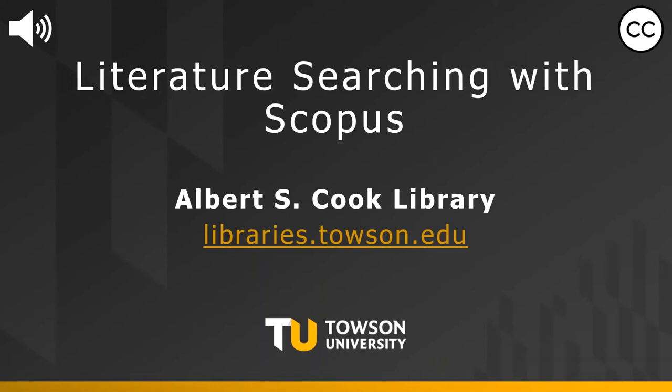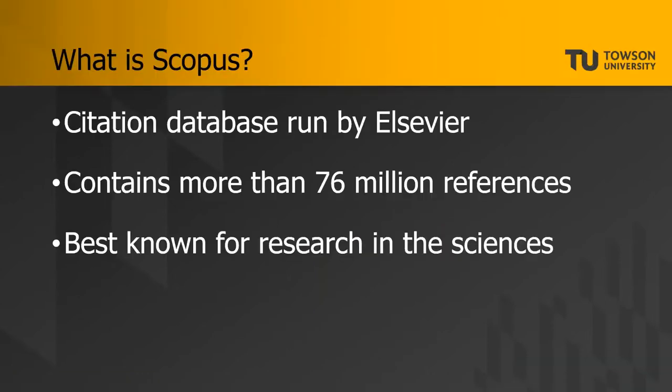This video demonstrates how to literature search using the database Scopus. First, what is Scopus? Scopus is a citation database run by the publisher Elsevier. This means that the database contains bibliographic information for many references, oftentimes including the abstract. However, it does not have the full text of articles, book chapters, or other resources built within it.